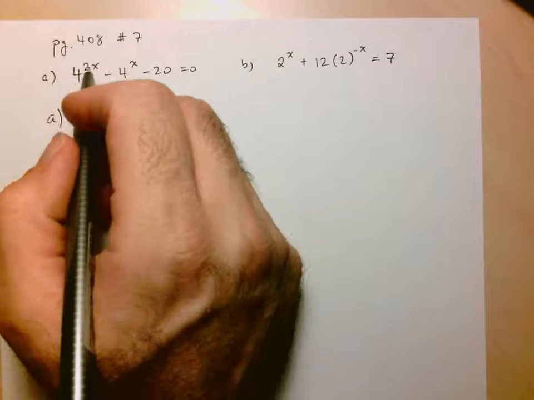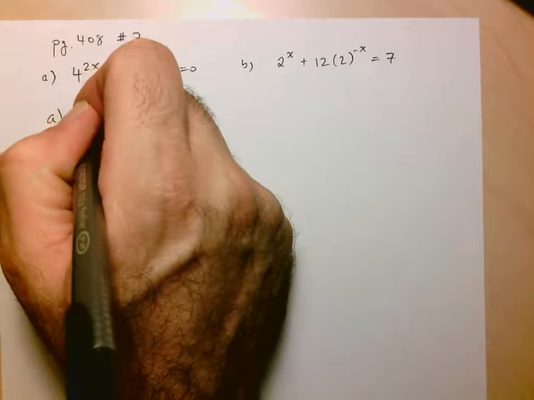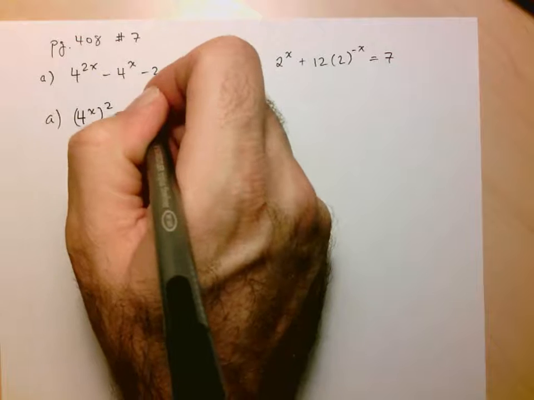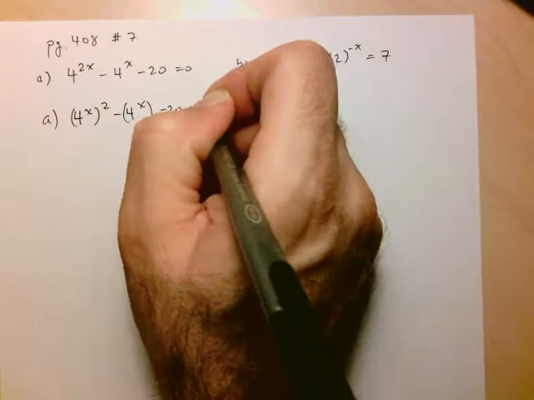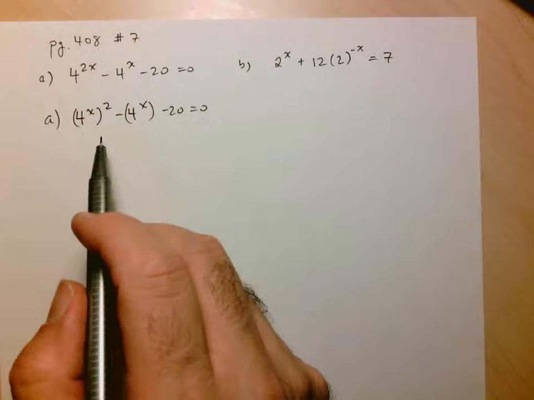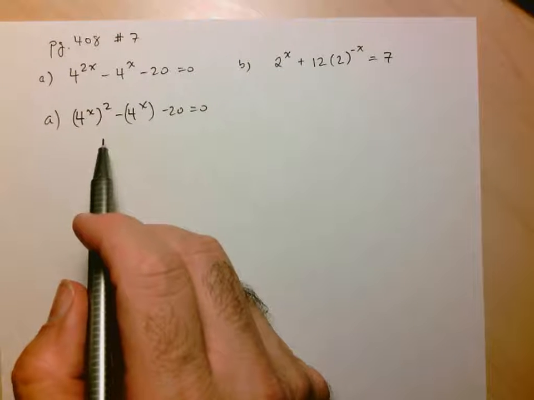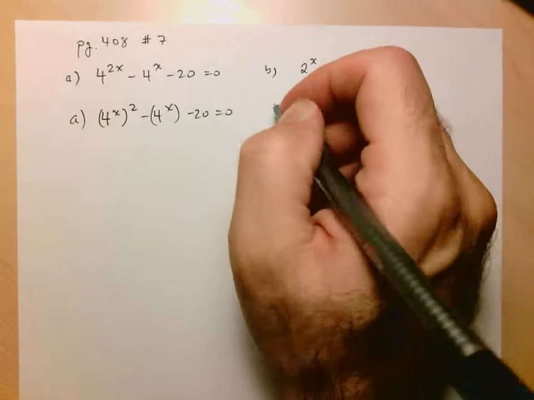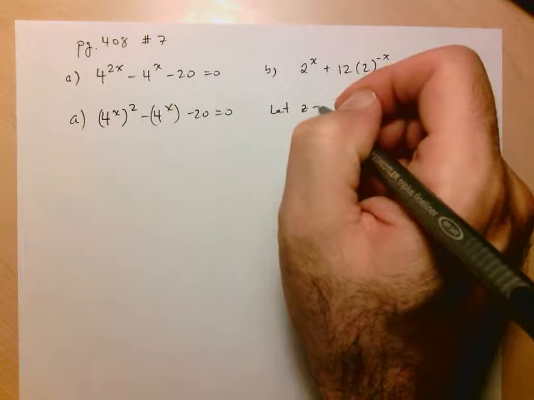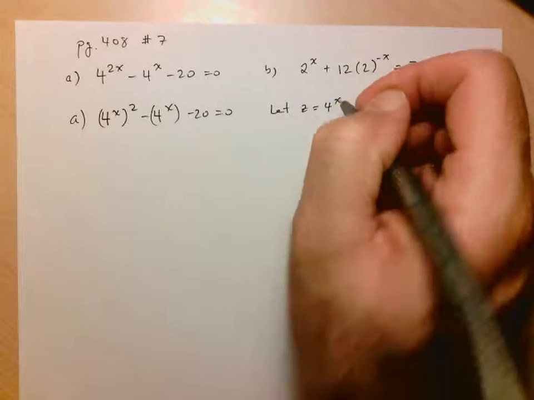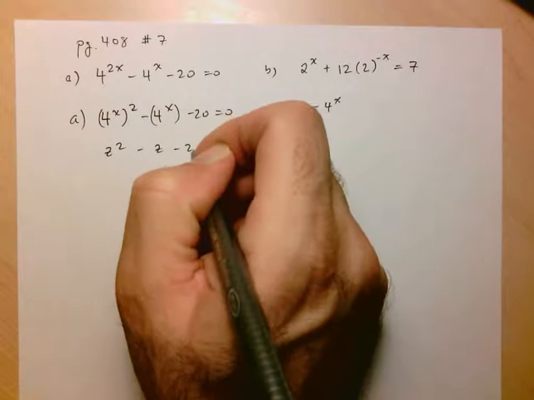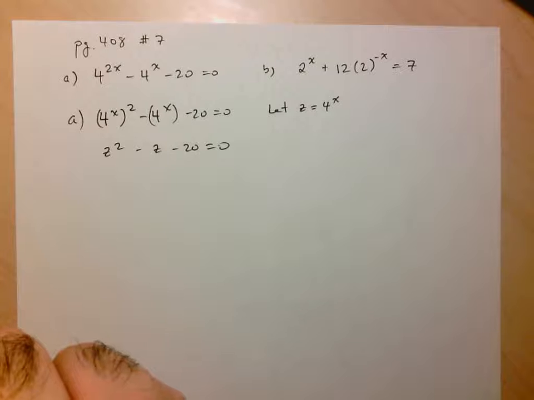At this point, hopefully you can see, using the third exponent law, that I can rewrite that as 4 to the x squared. So 4 to the x squared minus 4 to the x minus 20 equals 0. And I recognize this as looking like a quadratic equation. So again, it might help, instead of working with 4 to the x's, to let some intermediary variable, say z, be equal to 4 to the x. And now when I replace z into the equation, I get something much more user-friendly.